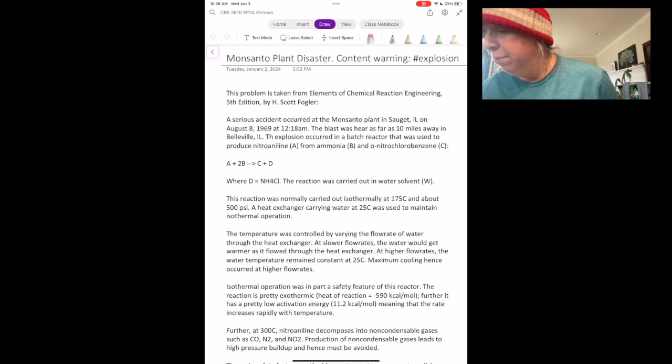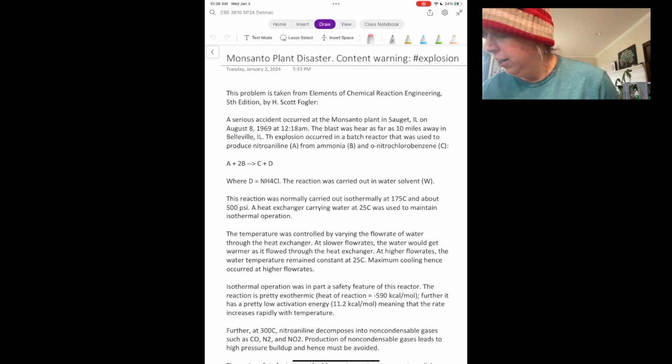In the reaction, A plus 2B goes to C plus D, where D is ammonium chloride. The reaction was carried out in water solvent. We'll denote water solvent as W. This reaction was normally carried out isothermally at 175 degrees Celsius and about 500 psi.